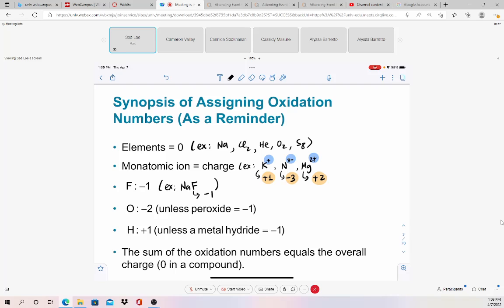Rule number 4, oxygen usually has oxidation number of -2. The exception is when oxygen is in peroxide, then the oxygen will have oxidation number of -1. So for example, in here, this oxygen will have oxidation number of -2. Sodium sulfite, oxygen will have oxidation number of -2. But when oxygen is in peroxide, this is an exception.